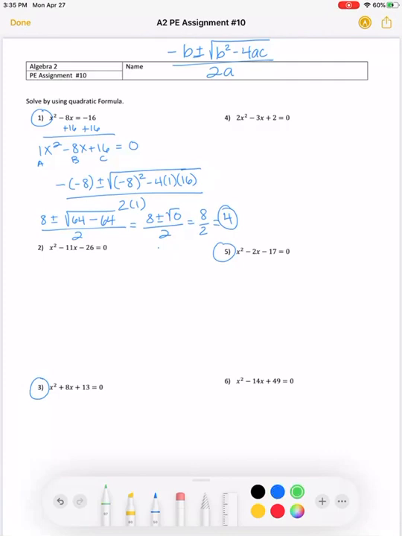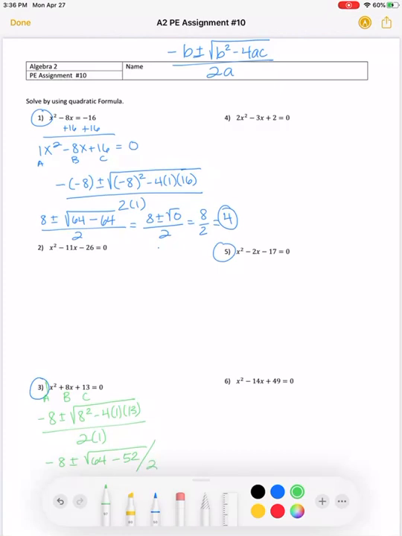So number 3, we have 1, that's our A. We have 8, that's our B. And 13 is our C. So we're going to take negative 8 plus or minus the square root of 8 squared minus 4 times A times C all over 2A. All right, so this is going to look a lot like the last one. You're going to take negative 8 plus or minus the square root of 64 minus 4 times 13, which is 52, and that's going to be all over 2.